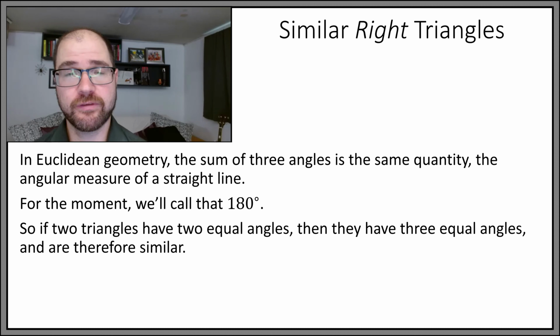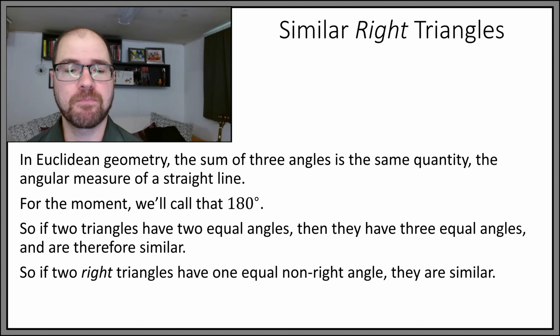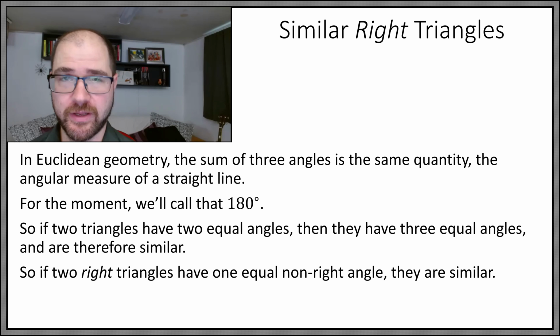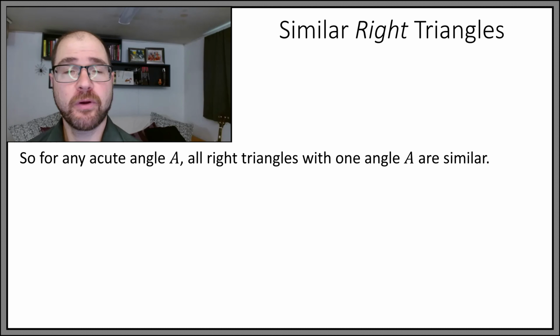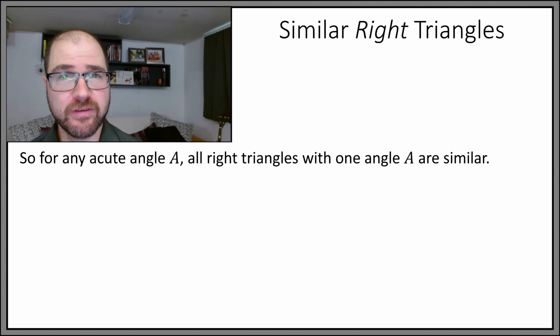We'll call that 180 degrees. So if two triangles have two angles that are the same, in fact, all three must be the same. So more specifically still, if two triangles are right triangles and have one other angle in common, then they must be similar. So suppose you have an acute angle capital A. Any two right triangles that contain angle capital A will be similar to one another.